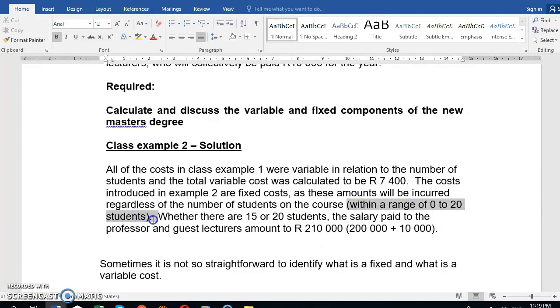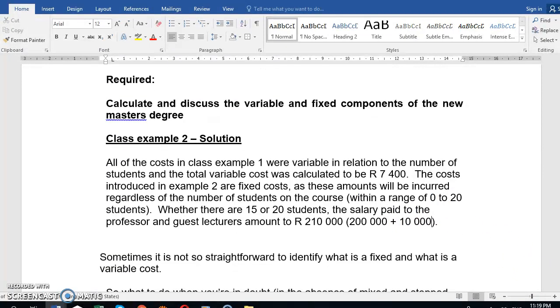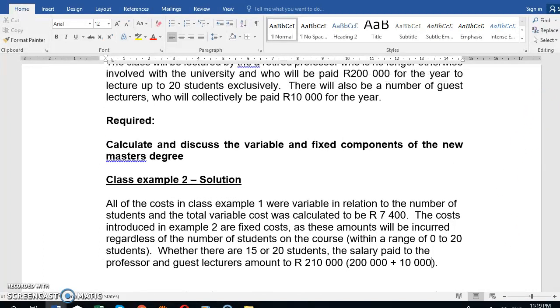There was too little information in this question, but in other questions they may say that if there's more than 20 students there's an extra fee payable. In this question they just mentioned up to 20. So within the range of 20 students we effectively have a fixed cost, and therefore in example 2 we have $200,000 for the retired professor and $10,000 for the guest lecturers, so our fixed cost in example 2 amounts to $210,000, and all of these costs are fixed costs.